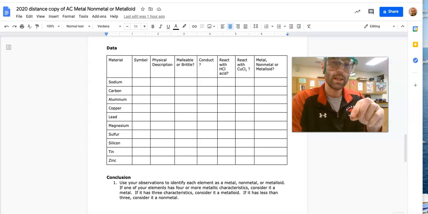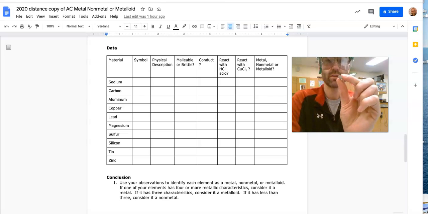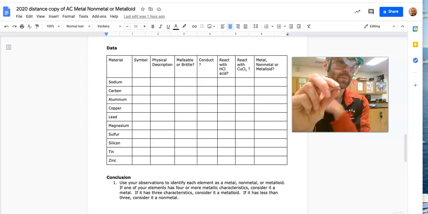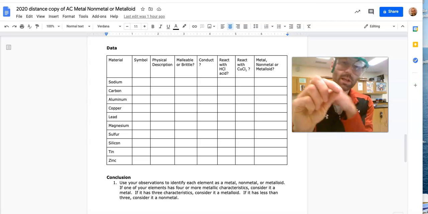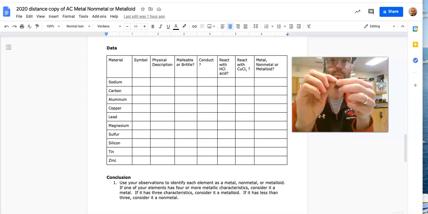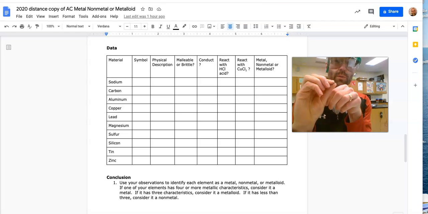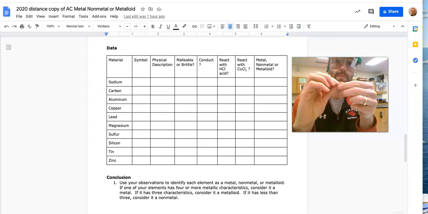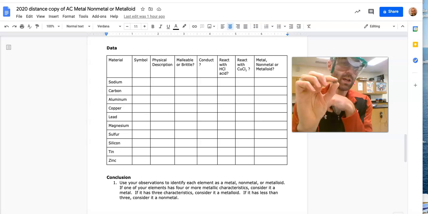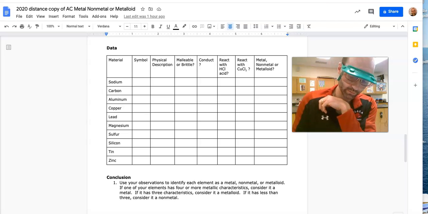The last element we're working with today is zinc, and I just have some small little pieces. It's kind of a thick foil. It does have that shiny luster. It is malleable. I can shape it. This one isn't as thin as some of the other materials we were working with, so it's a little bit harder, but I can bend it into different shapes. That could be helped by a hammer if I would like to.